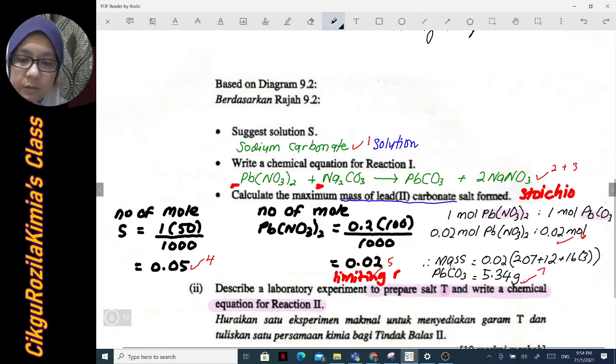Okay, so there are 4 marks altogether. Teacher reminds again, the unit must be correct, which is gram. The gram is the unit of mass. Okay, the unit of mass must be correct. What is it? Gram. Okay, and then describe a lab experiment to prepare the salt.